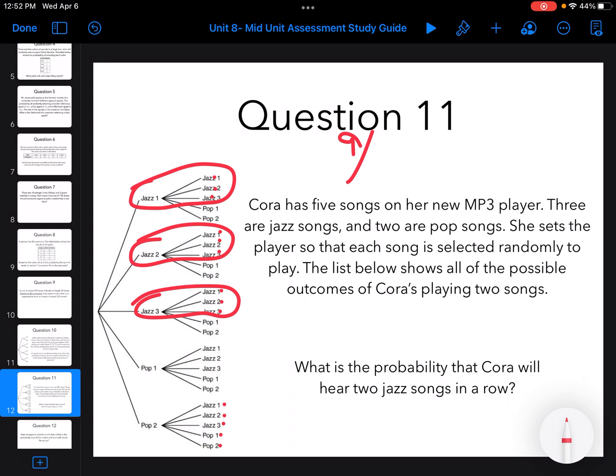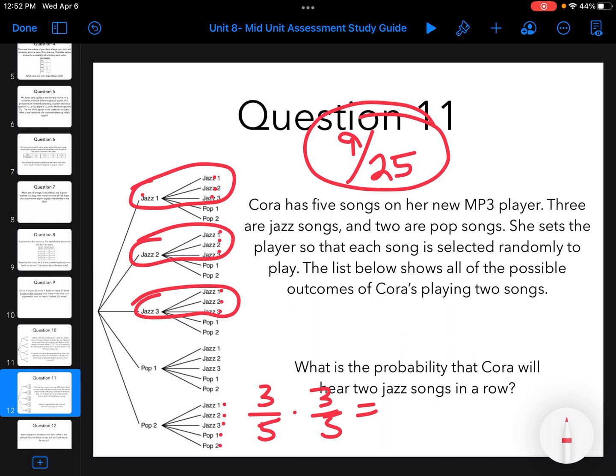5 times 5 would be 25. 9 out of 25. Or I could have done, there are 3 jazz songs out of 5. And then in the second set, there are 3 jazz songs out of 5. So 3 times 3 is 9. 5 times 5 is 25.